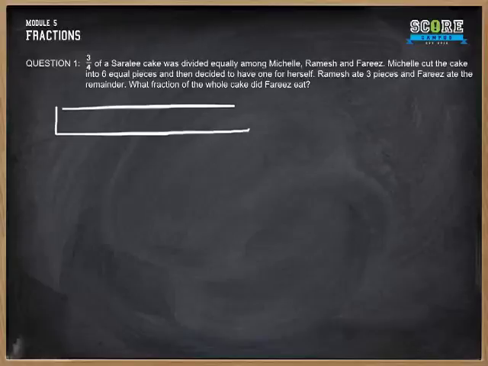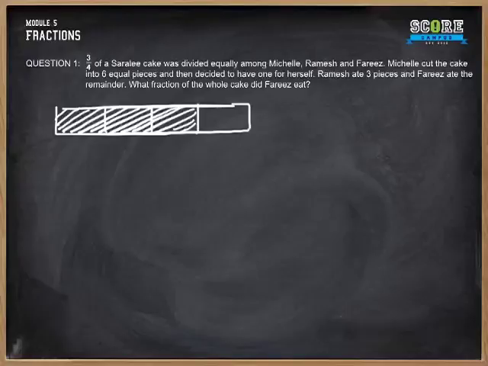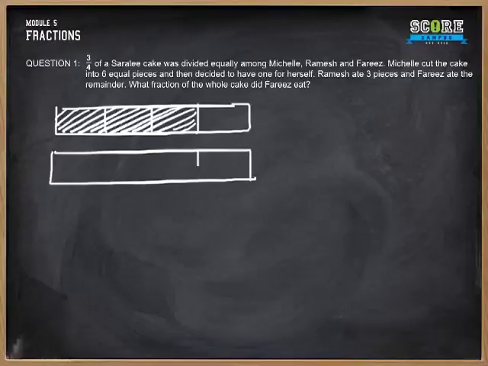So let's just draw the whole cake, which has 4 quarters, right? So Michelle cut 3/4 of it. Now let's draw one more model. She cut 3/4 of this cake into 6 equal pieces. So she basically split 1/4 of a cake into 2 pieces. Am I right?